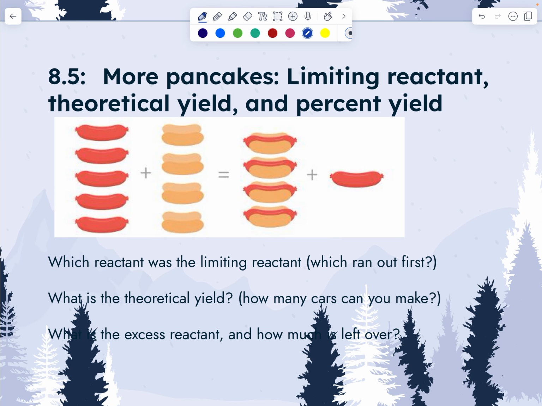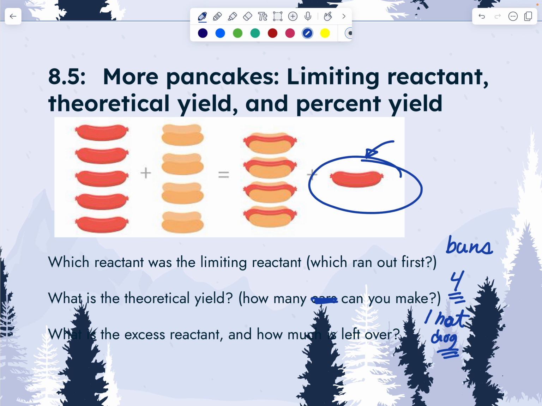Okay, our final example here with pictures is with hot dogs. This is showing us which reactant was the limiting reactant, so which one ran out first. And it looks like that's going to be the hot dog buns. Look at what is left over. What is the theoretical yield? How many hot dogs can you make there? It looks like 4 complete hot dog sandwiches. And then what is the excess reactant and how many is left over? You have just 1 plain hot dog left over.